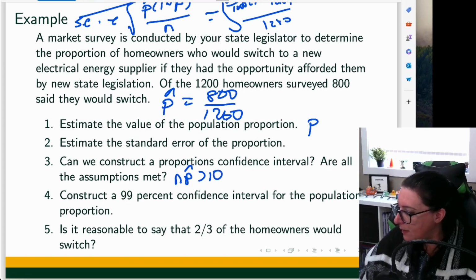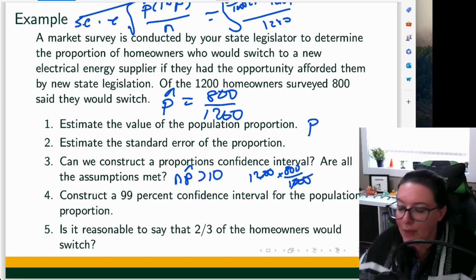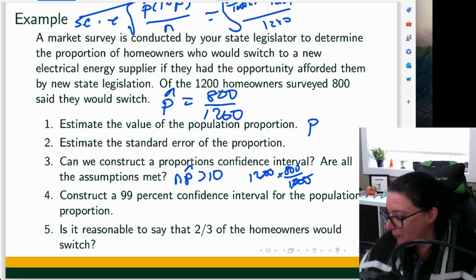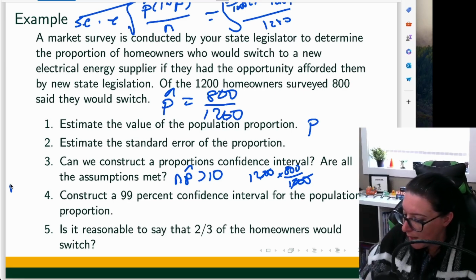Well, n is 1200. P hat is 800 divided by 1200. Those cancel out, and we end up with 800. So n times p hat is definitely more than 10. And you could check n times 1 minus p hat.